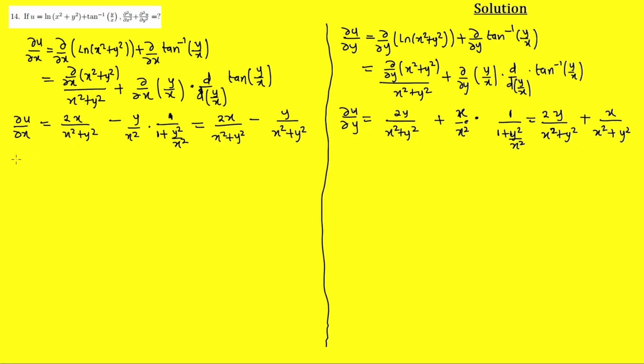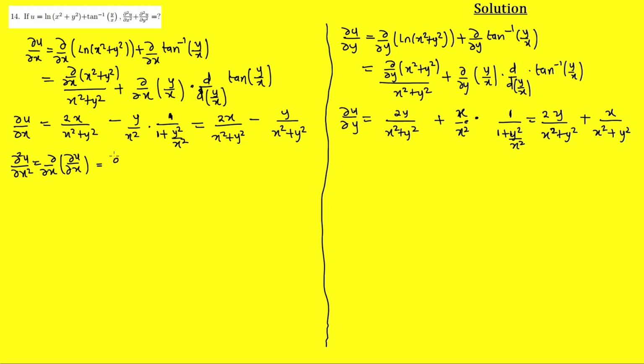Now the next thing for me is to find the second partial derivative of u with respect to x. Which is still the same thing as differentiating the partial derivative of u with respect to x, with respect to x. Okay, now what would that give us?